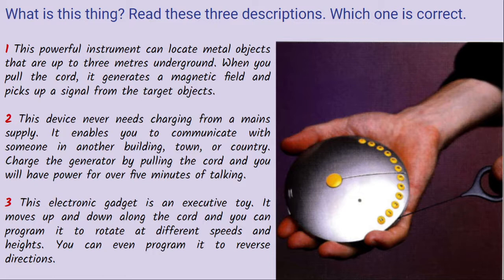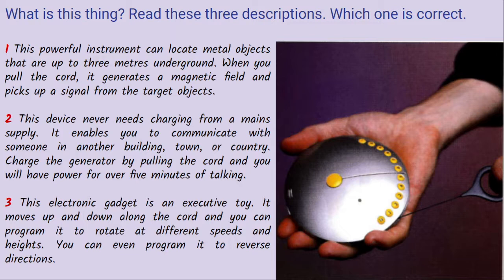What is this thing? Read these three descriptions. Which one is correct? In this part, we are going to try to identify which of these three statements or descriptions match the picture. First description: this powerful instrument can locate metal objects that are up to 3 meters underground. When you pull the cord, it generates a magnetic field and picks up a signal from the target objects.